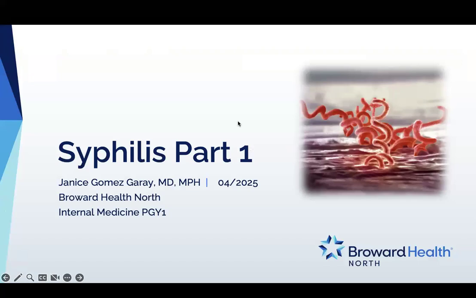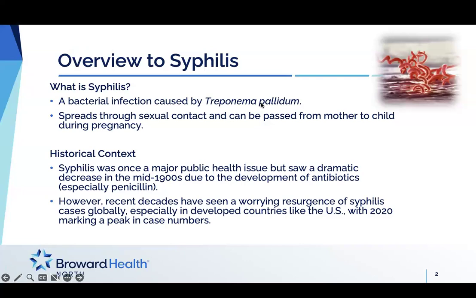Okay, perfect. So let's get started. So we'll be talking today about syphilis, a very interesting, important topic in infectious disease. Like I said, my name is Janice Gomez. I will be presenting today, PGY1 in Broward. So a little bit of overview of syphilis. So what is this? It's a bacterial infection that is caused by the Treponema pallidum, a spirochete, and spreads usually through sexual contact and also transplacentally from the mother to the babies.